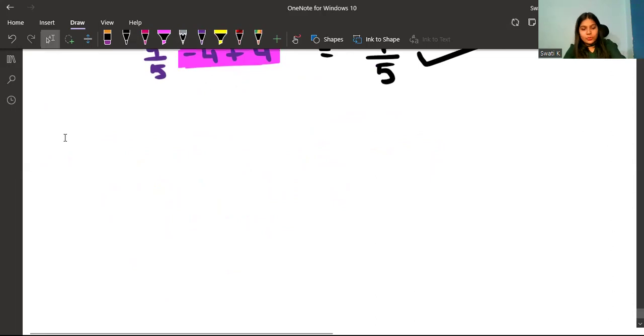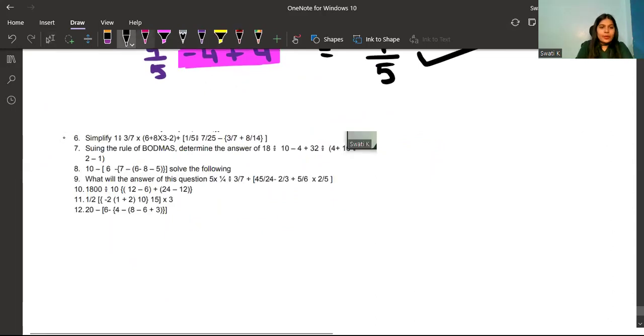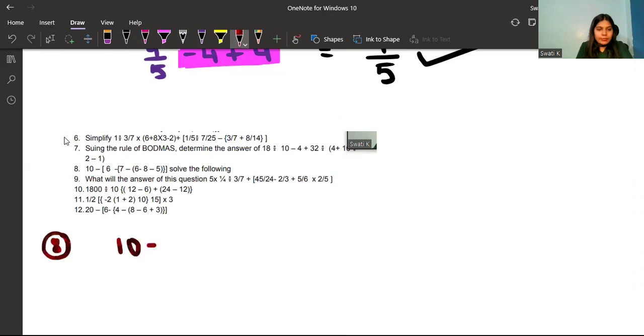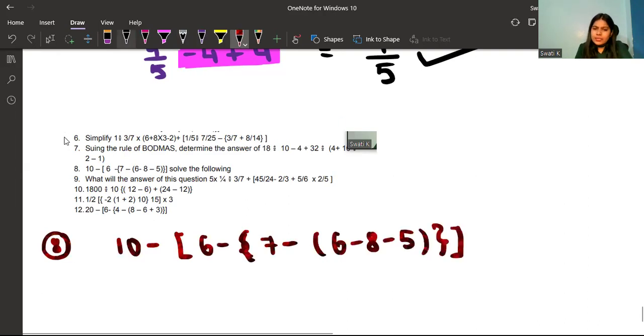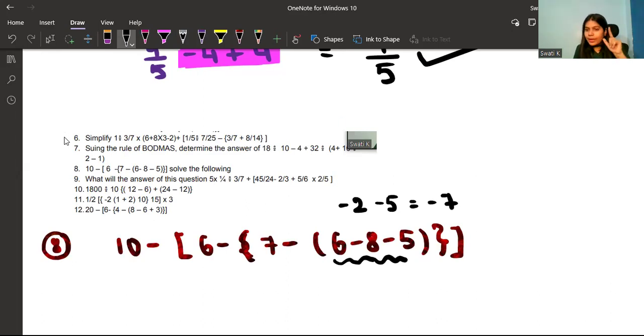So let's go to question number 8. In question number 8, we have to solve, directly I'm writing the question, 10 minus big bracket, 6 minus curly bracket, 7 minus small bracket, 6 minus 8 minus 5. And then all the brackets are closed. Simple, if you solve this, it is 6 minus 8, which is minus 2, and minus 2 minus 5. See, I'm writing it here. Minus 2. 6 minus 8 is minus 2, and then minus 5. What is minus 2 minus 5? It's minus 7.